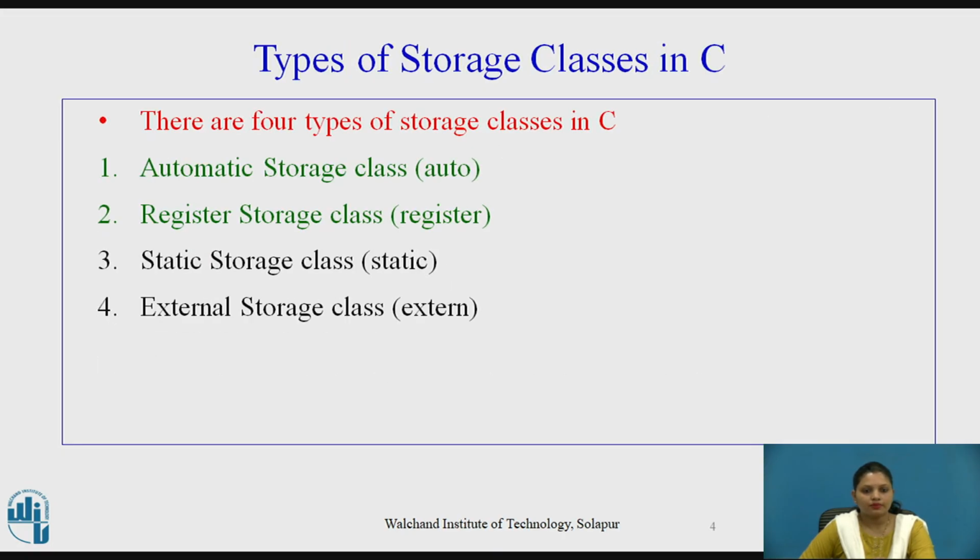There are four types of storage classes in C language. First is automatic storage class, second is register storage class, third is static storage class and fourth is external storage class. In the last video lecture, we have discussed the first two types, that is automatic and register storage classes. In this video lecture, we will see the next two types, that is static and external storage classes. Next we will see static storage classes in detail.